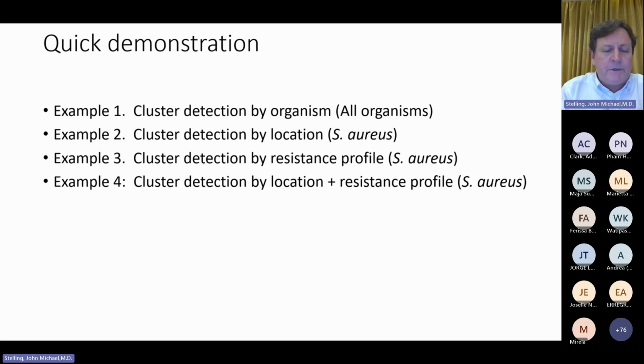So I'm now going to do a demonstration, also taking a look at the time to see how we are doing. I'm going to show 4 examples. This is basically going to be a repeat from part 1. After I do this, I'm going to start making some revisions to make sure that we cover some new concepts. So example 1 is cluster detection by organism, and I'll choose all organisms.